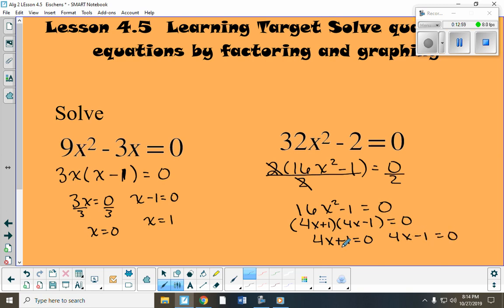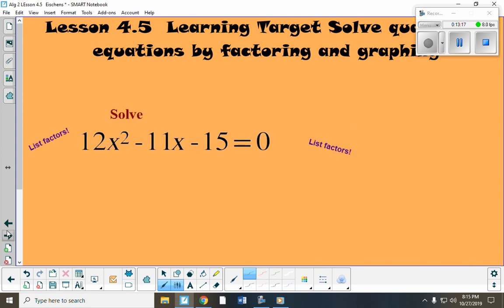So here we would subtract 1, and then divide by 4. So x equals negative 1/4. Here we would add 1 to both sides, divide by 4. So x equals a positive 1/4.